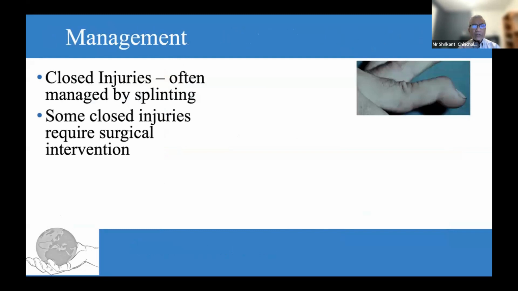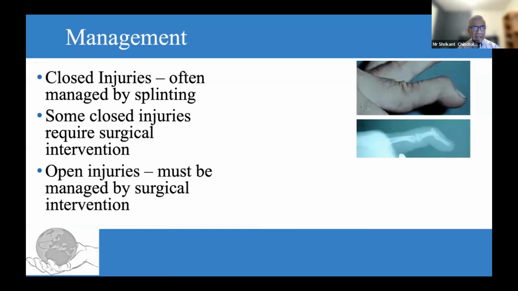Regarding management, the literature mentions that closed injuries should be managed by splinting. However, the literature also supports that some closed injuries require surgical intervention, such as this one, where there is a complete dislocation of the fractured fragment in relation to the parent body, and the distal phalanx has gone into somewhat inferior subluxation in relation to the middle phalanx. However, all open injuries must be managed with surgical intervention.